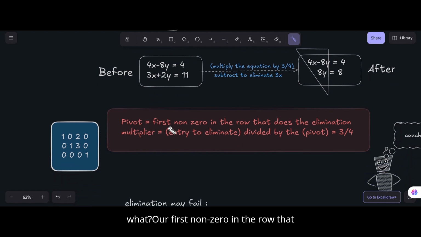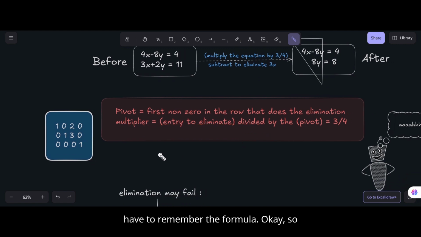So what is our pivot? It is the first non-zero entry in the row that does the elimination. Why have I written non-zero here? Because the entry has to be non-zero. If it were 0, no matter what number I multiply it with, I can never eliminate the entry below. So it always has to be non-zero, and it is the anchor we use to eliminate the entries below it. That is my pivot, and that is the formula of the multiplier. You do not have to remember the formula.